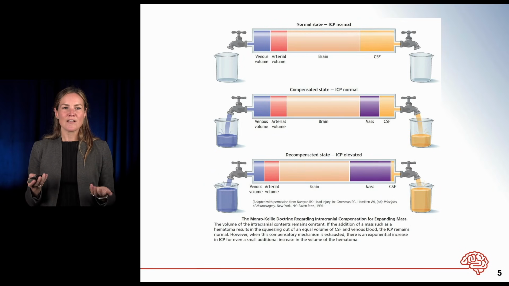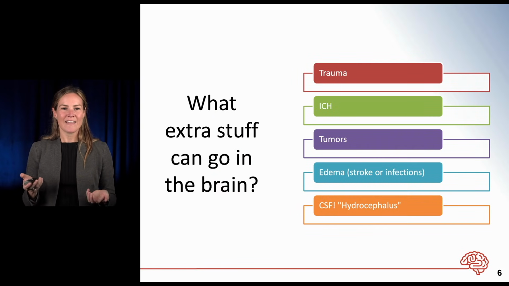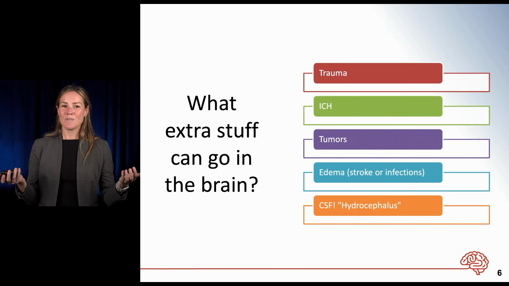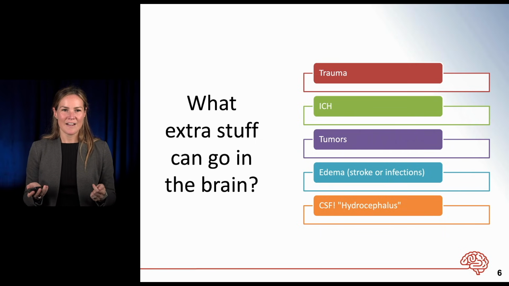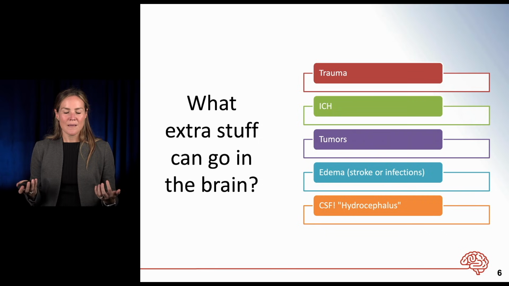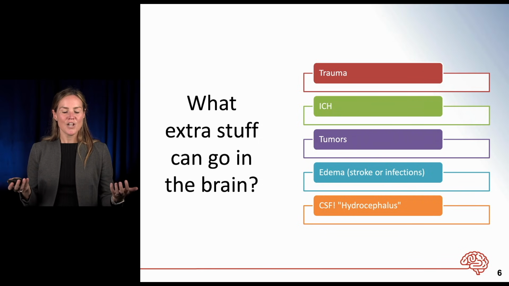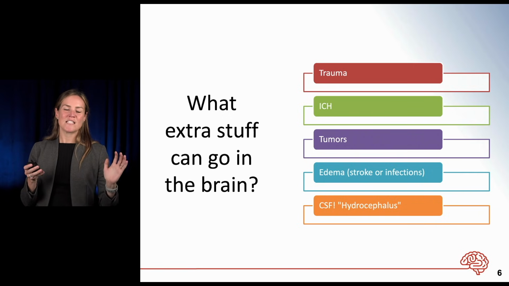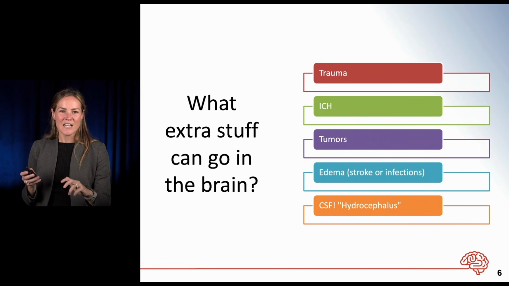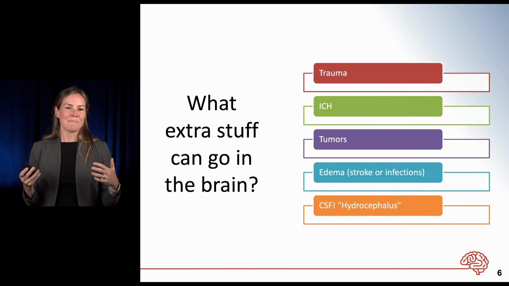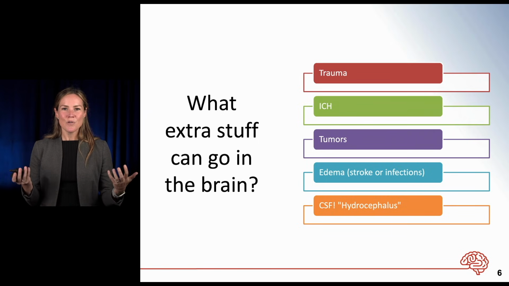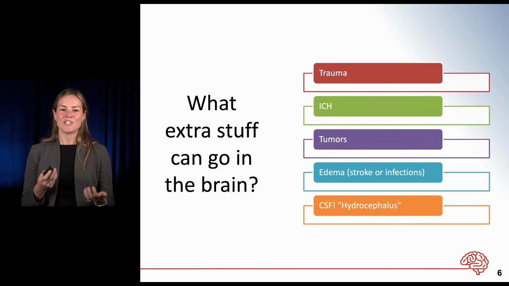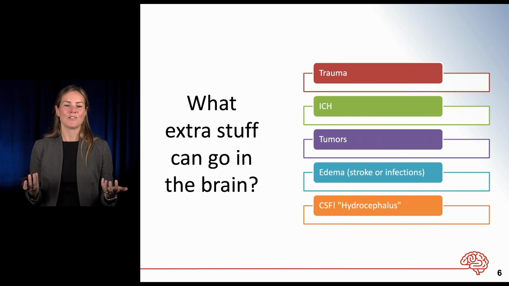As we think about cerebral pathology, we're really thinking about, well, what's the extra stuff that can go in the brain? Turns out you have a lot of pathologies that go in the brain. This case is focusing on trauma, but you can also have intracerebral hemorrhage. You can have tumors. You can have edema, either from a subacute stroke, from an infection, from something like a demyelinating disease. That too can take up mass. Or you can have additional CSF, and we term that additional CSF hydrocephalus, right?